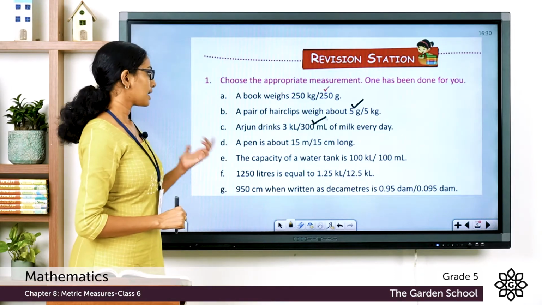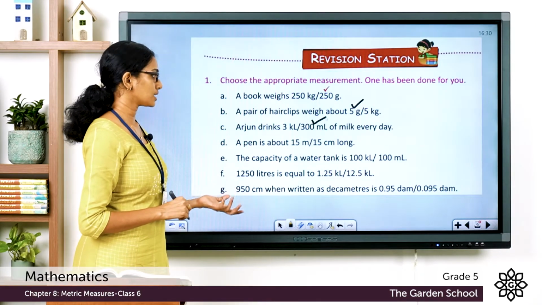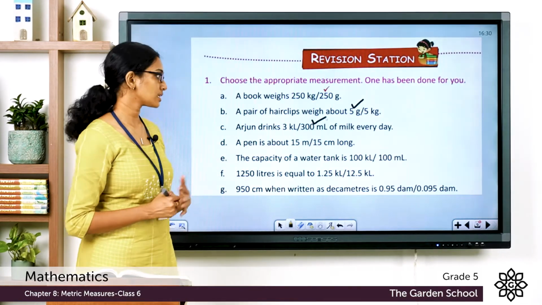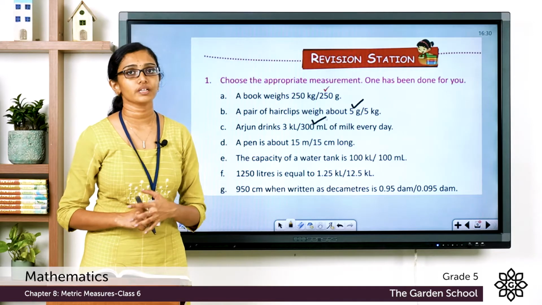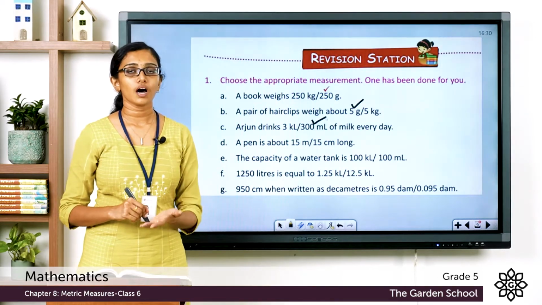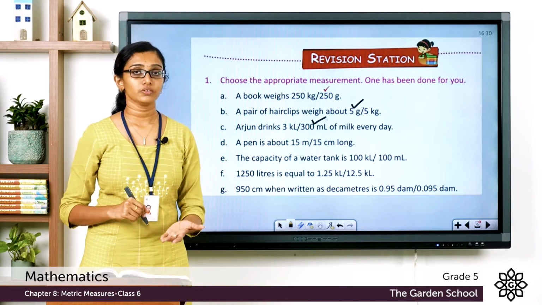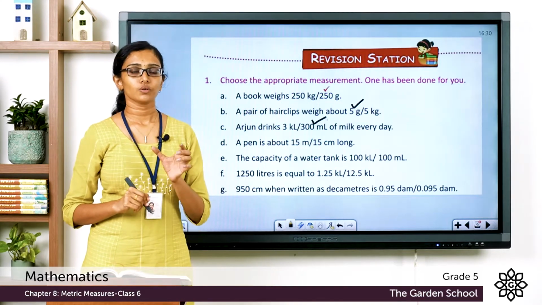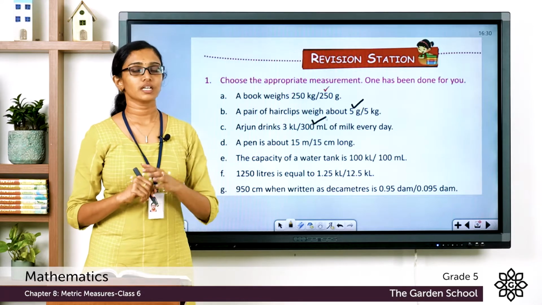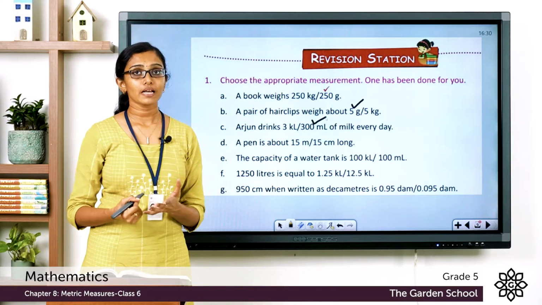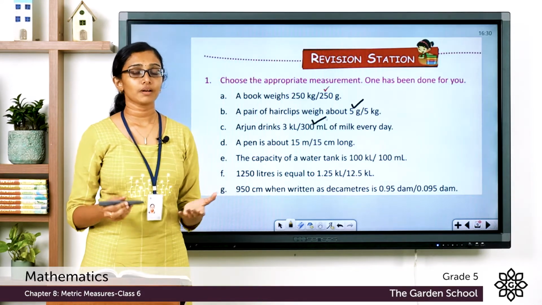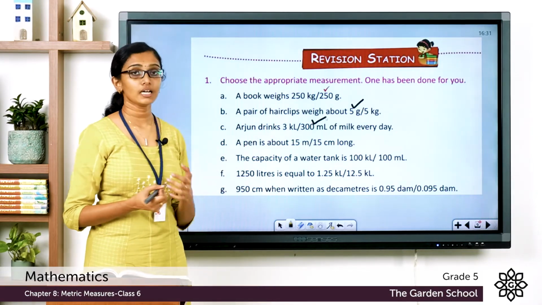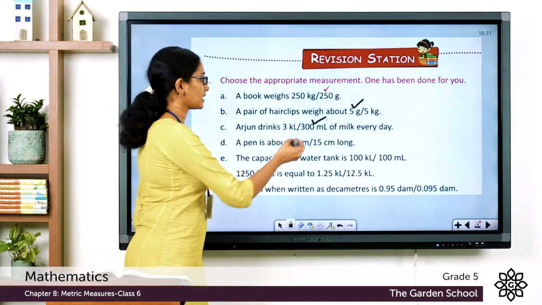Now the next one: a pen is about 15 meter or 15 centimeter long. Which one do you think is the correct choice, 15 meter or 15 centimeter? You all are using rulers. You might be using a 15 centimeter ruler or a 30 centimeter ruler. So you have an idea how much is 15 centimeter, and your pen must be of somewhat the same length as that of your ruler. So it would be 15 centimeter. Now let's tick that option.